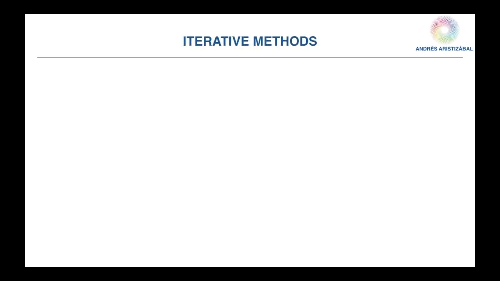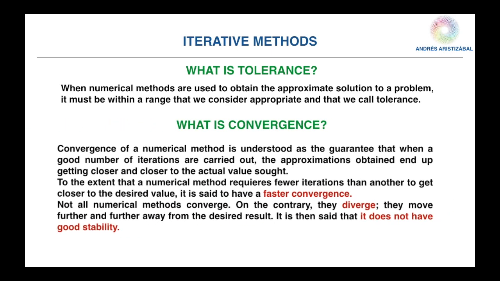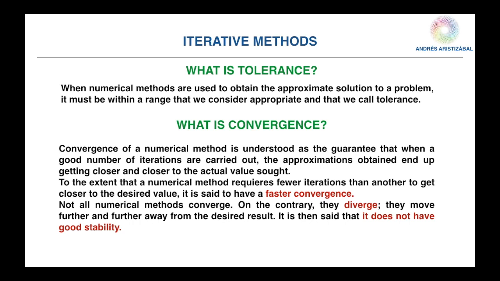Now, let's define a couple of very useful concepts for numerical methods. What is tolerance? When numerical methods are used to obtain the approximate solution to a problem, it must be within a range that we consider appropriate and that we call tolerance. What is convergence? Convergence of a numerical method is understood as the guarantee that when a good number of iterations are carried out, the approximations obtained end up getting closer and closer to the actual value sought.